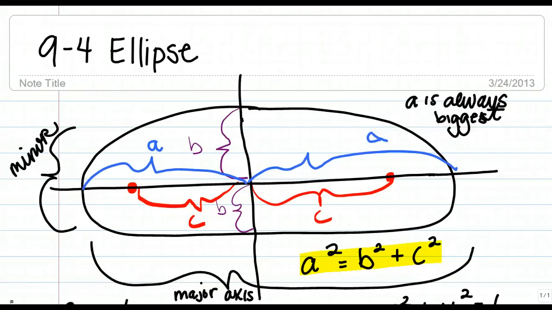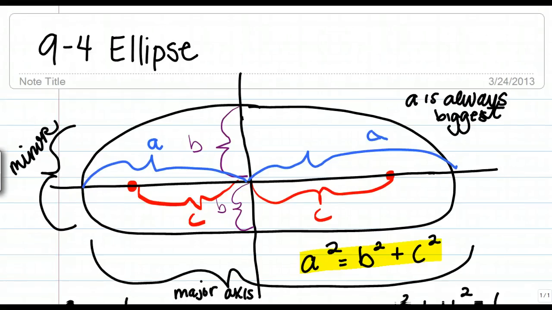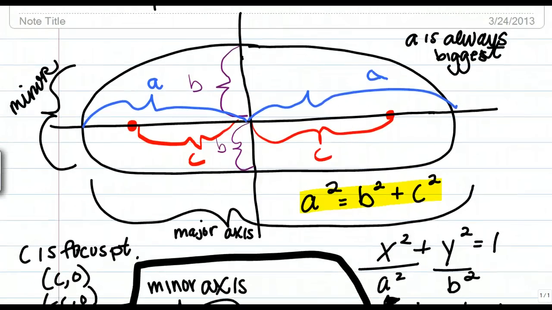We're doing 9-4, ellipses. You might want to pause and write all this down first, but I'll go ahead and start explaining it. These are ellipses. You have a major axis, which is your longest side, and a minor axis, which is your shorter side. It's important to remember that a is always the biggest, so your a is on the x-axis because this is the longest side.